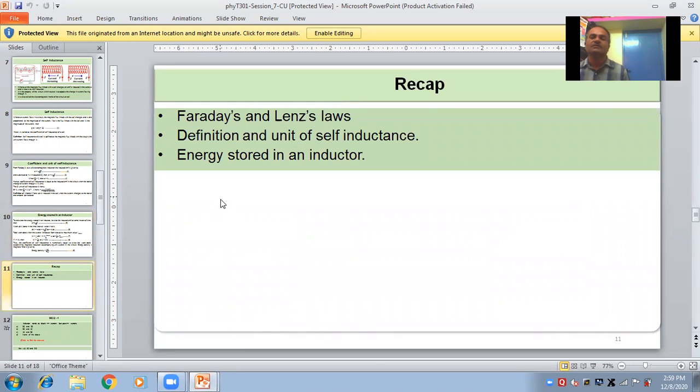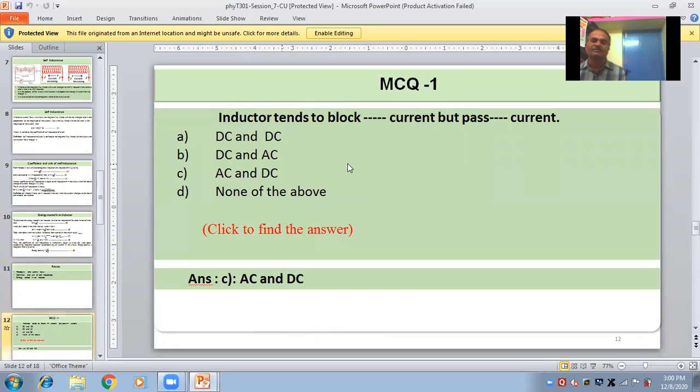So at the end of this session, you understood what Faraday's law is, and you also learned Lenz's law. And definition and units of self-inductance are also studied, and the expression for energy stored in an inductor is also derived. And here we'll see some MCQs. Inductor tends to block dash current but pass dash current. So inductor tends to block AC current but passes DC current.